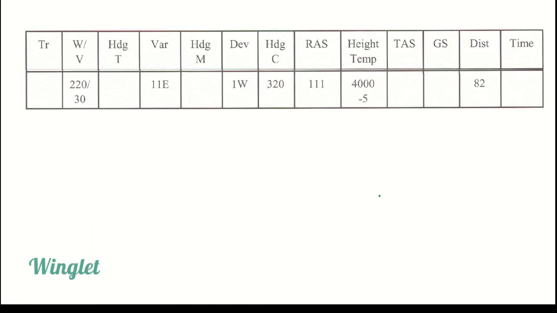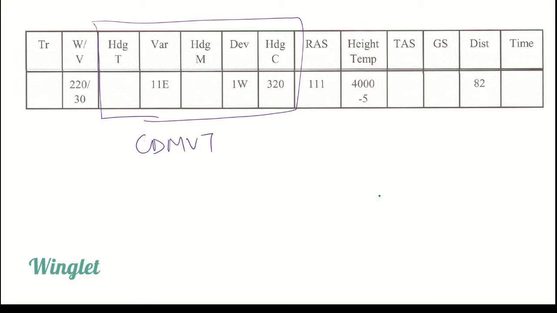So let's start from heading. You can start from anywhere, right? Now heading, compass, deviation given, magnetic heading you have to find out, variation is given. So this portion we will do by using CDMVT. Using CDMVT, if I'm going from C to T it is plus east minus west. This is 1 degree west, so minus, so this will be 319.